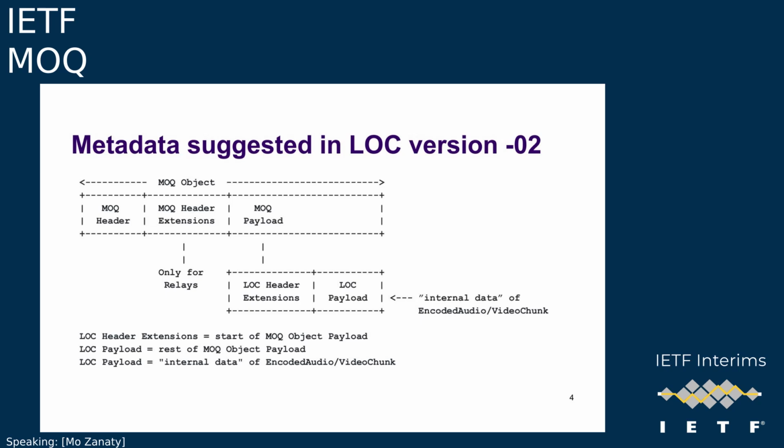Okay, so the suggested change in version 02 is to have no MOQ header extensions. The object header extensions would only be for relays. We would not put LOC media metadata inside of those extensions. We would put them inside of the LOC header, which is a payload header inside of the MOQ payload. So this would be a new registry, and so there would be no conflicts with the MOQ general object headers. We wouldn't have to share the code point space. We could have our own code points for our own metadata fields.